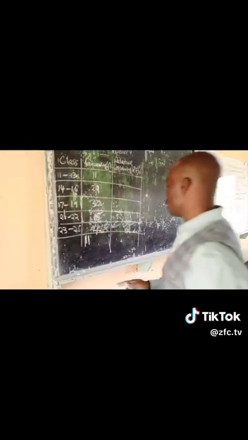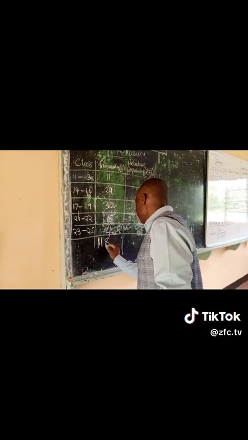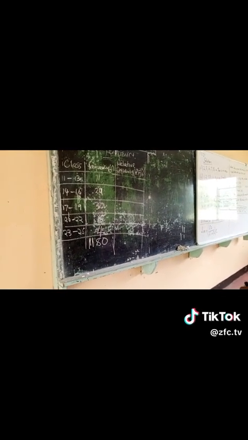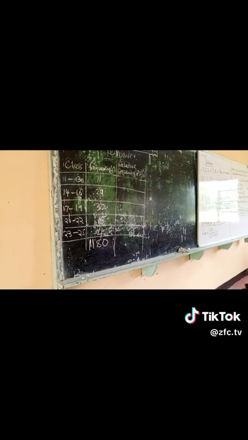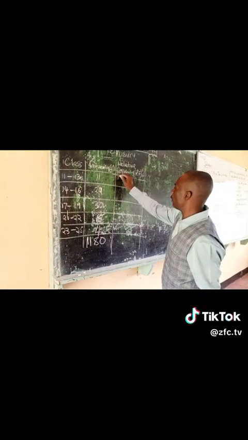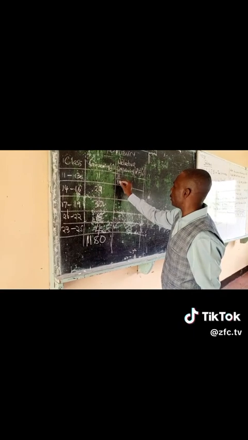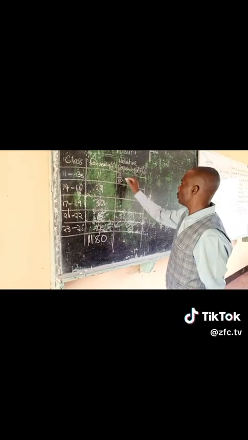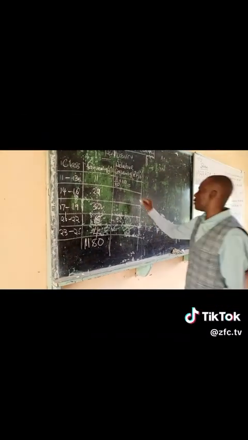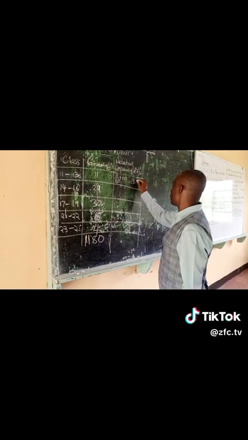If you calculate this, you say 11 plus 20 plus 30 plus 15 plus 4, the answer is 80. After finding 80, you now come to relative frequency. What is my relative frequency? You say 11 over 80, the total, then multiplied by 100. The answer for the first one is 13.75.